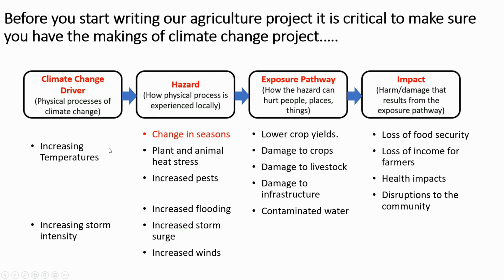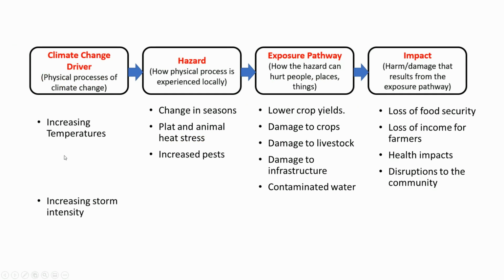We can't control the increasing temperatures, and we cannot control the increasing storm intensity. But what we can control, maybe with a project, is these impacts over here. So this is what your project is going to focus on. And the whole point of this tool is to make sure that we can draw a logical and evidence-based link from these impacts all the way back to these climate change drivers. Let's see if we've got some more here.